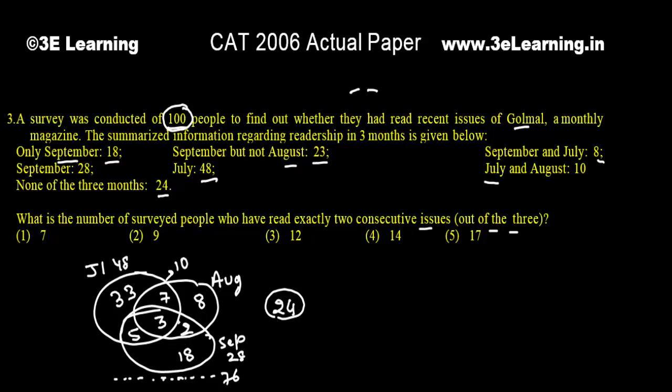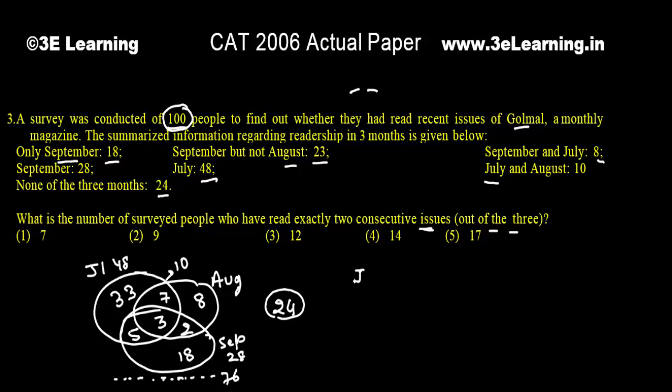Word 'only' means inside. If they talk about September, September outside is 28. And it is nothing but only addition. So what does it mean? What is the number of surveyed people who have read exactly 2 consecutive issues?